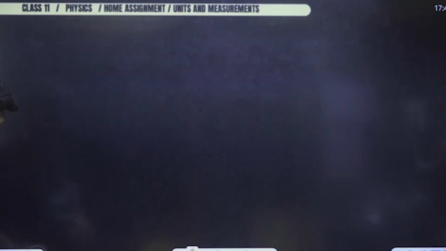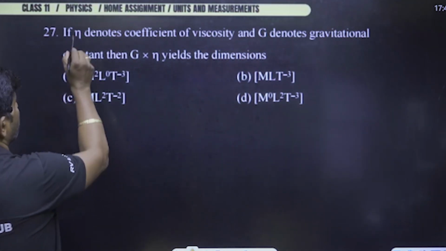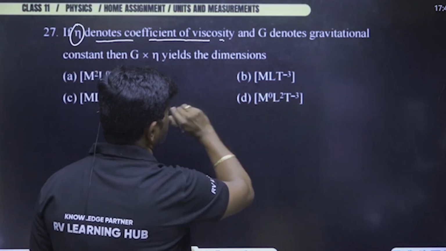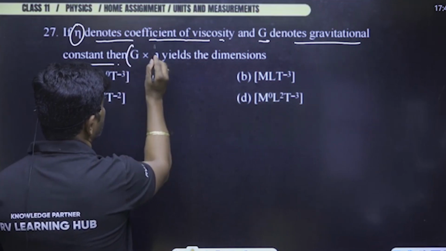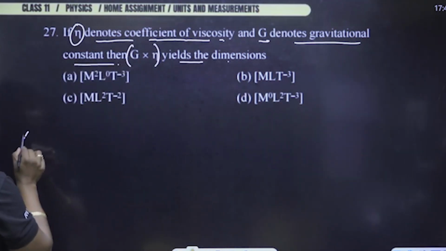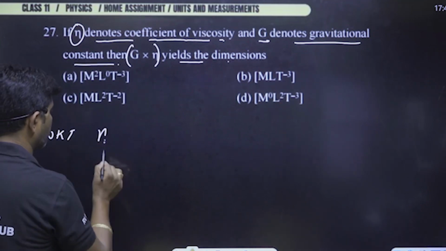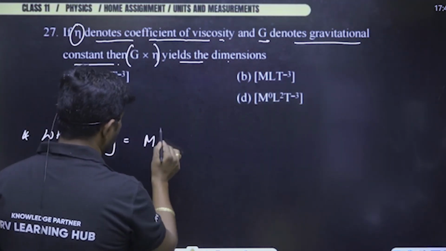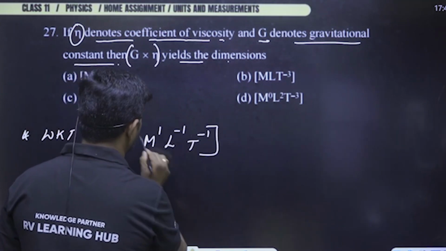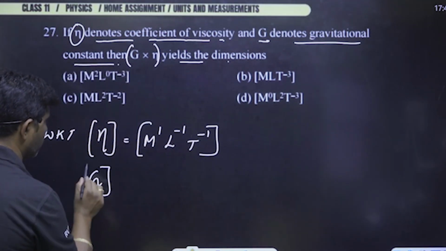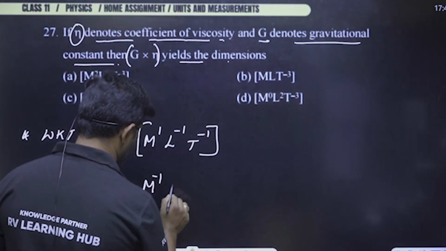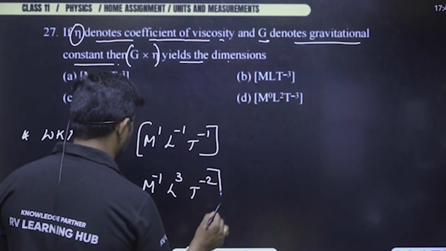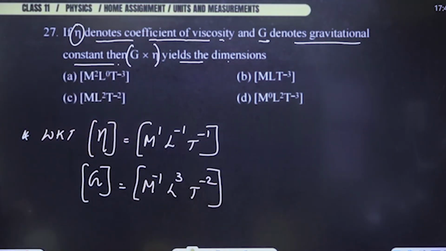So let us see the next question, what they are saying to us. See here, if eta denotes coefficient of viscosity and G denotes a gravitational constant, then G into eta yields the dimensions, they are asking. So see here, we know that coefficient of viscosity will have the dimension M to the power of 1, L to the power of minus 1, T to the power of minus 1, is it right? And G is having the dimensions of M to the power of minus 1, L to the power of 3, T to the power of minus 2, is it right? Just take the product, then you will get an idea here.